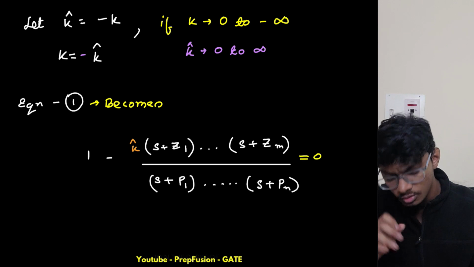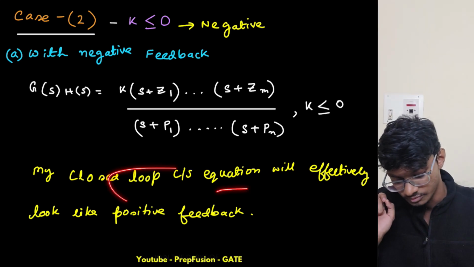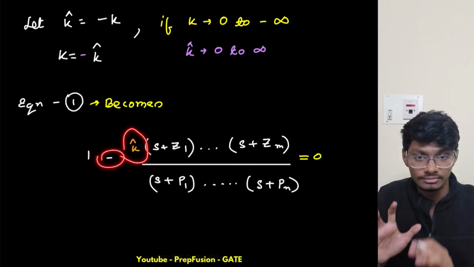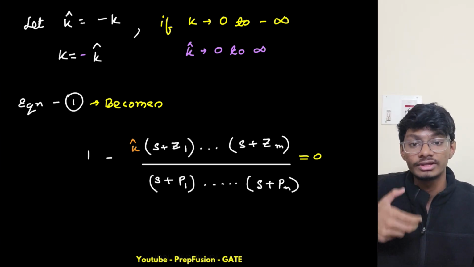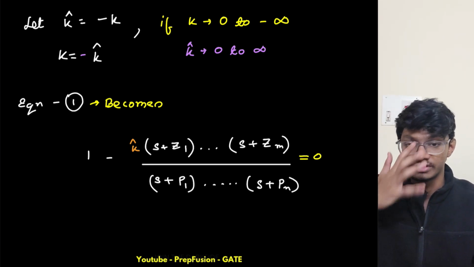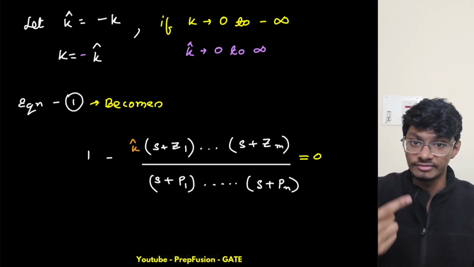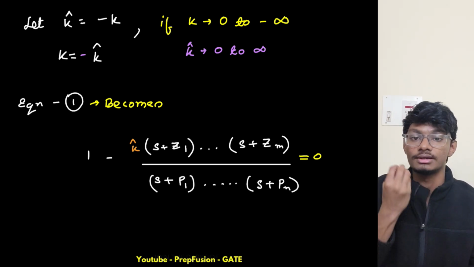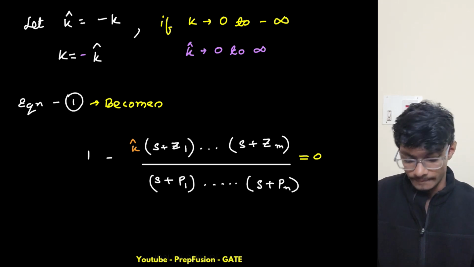Now is this equation looking familiar to you? Why did I tell you at the start that my closed loop equation will effectively look like positive feedback? Here I have a negative sign, and this k hat is always positive. So this is effectively a positive feedback system, but in reality it is negative feedback. But we will think of it like positive feedback and solve the root locus like that.